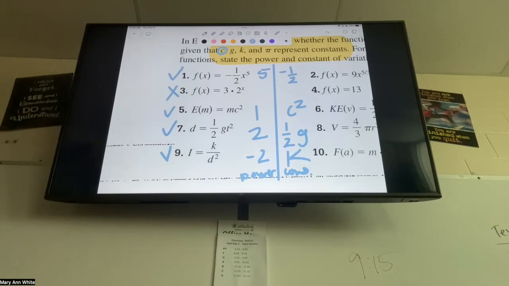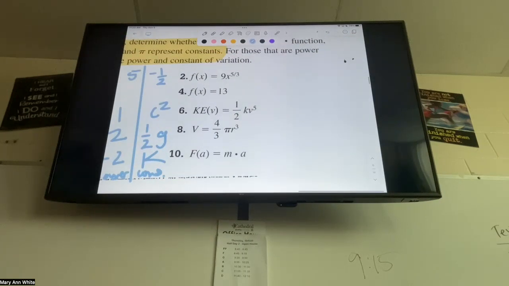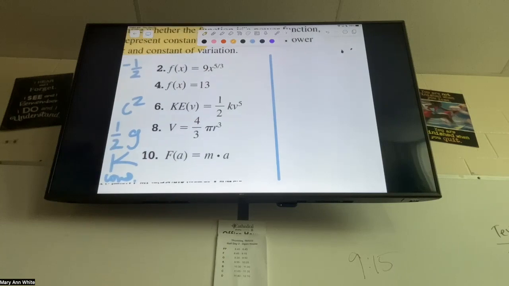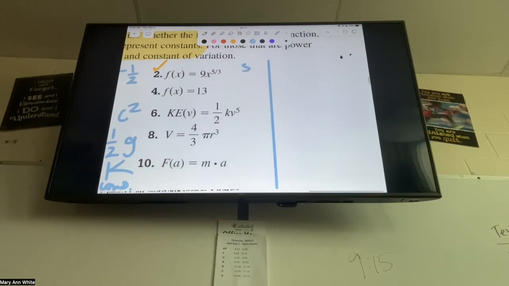I'm going to jump over to the other column. We'll do those other 5. Everyone doing okay so far? Okay. All right, number 2, is that a power function, yes or no? Yep. What's my power? 5/3. What's my constant? Good. Just 9.